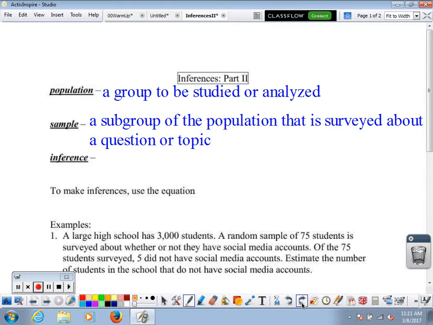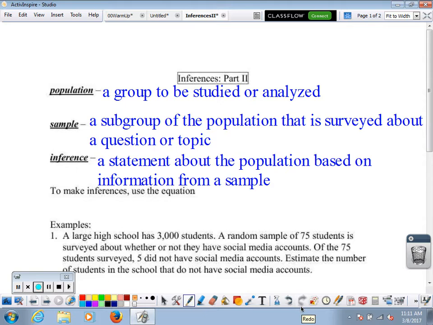Now, once we have this survey completed and we have the information from it, then we can make the inference. The inference is a statement about the population based on information from the sample. So if you figure out that half of your sample really likes the cafeteria lunches, then you can infer that half of the entire population really likes the school lunches. Okay, now, it's not always going to work out nice and neat with the halves, but we can make inferences about the population using a pretty simple equation. And we mentioned this equation last time.